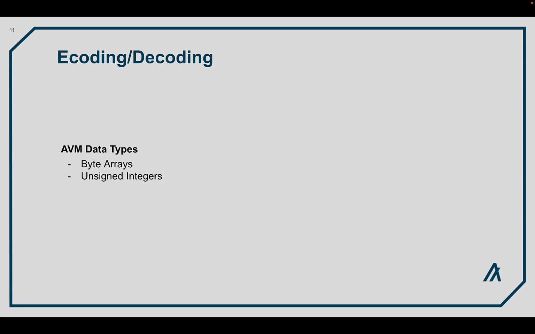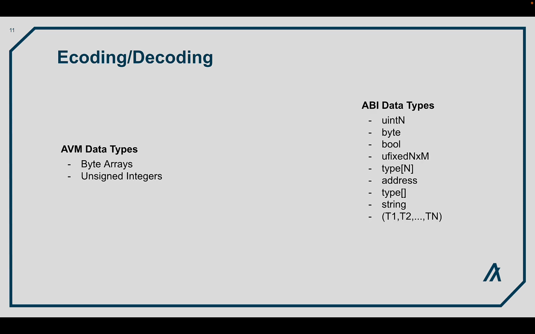Remember, the AVM only supports byte arrays and unsigned integers. Thanks to Arc4, ABI introduces new ABI data types. Each of these will be encoded to its corresponding AVM data type when interacting with the smart contract, and will be decoded as well. And all this decoding and encoding will be handled by the SDK and Python, so you don't have to do it manually. All this allows developers like you and me to code our Algorand smart contract in a more familiar and easier way, using the known data types we love.